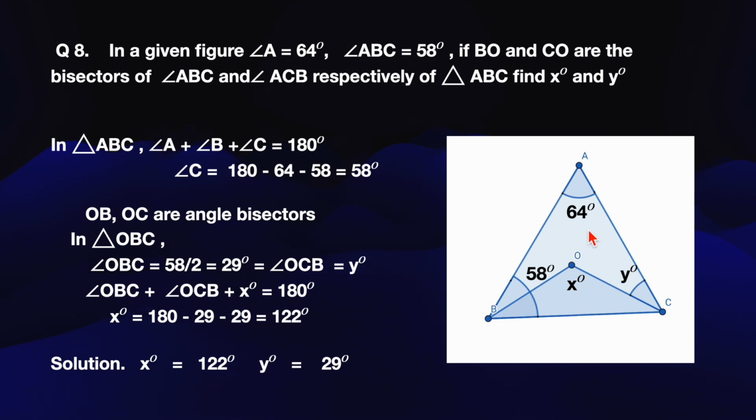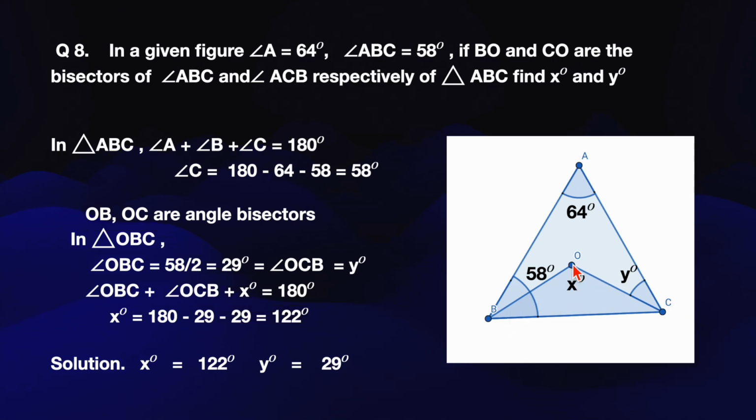Now, first let's take this triangle ABC. What is the value of this angle C? It will be 180 minus 64 minus 58, that is, we get 58. So angle C is also 58. This is also 58. This is also 58. This is an angle bisector.